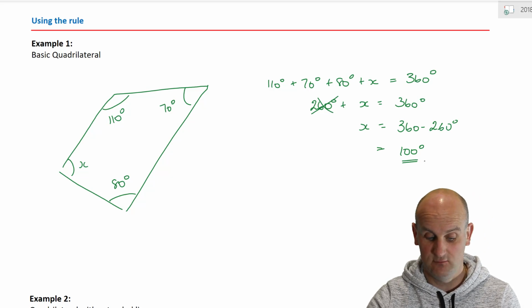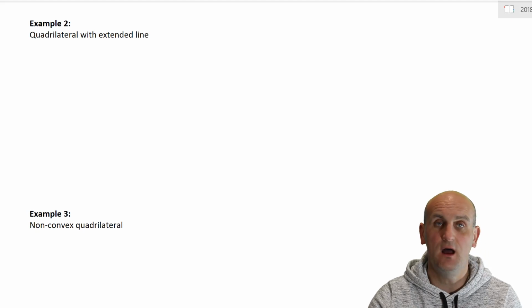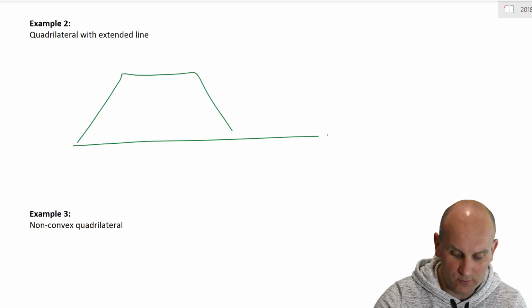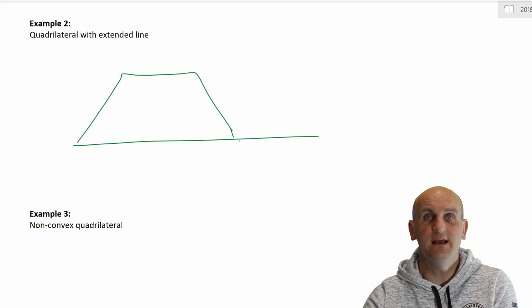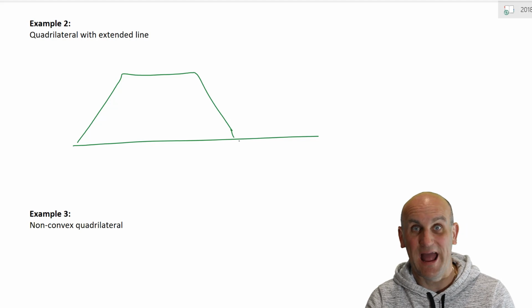So, easy, really, with the basic quadrilateral. What about a quadrilateral with an extended line? Again, no difference. Here is a quadrilateral with an extended line. The minute I see an extended line, I'm going to say, oh, I know this. Angles in a straight line.